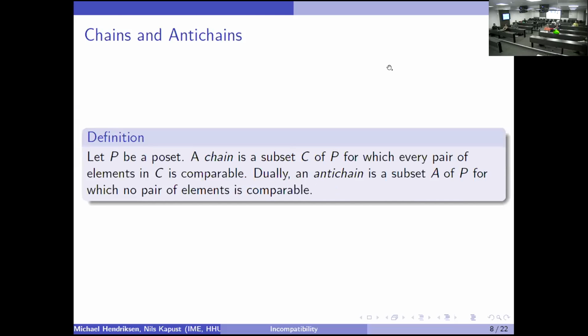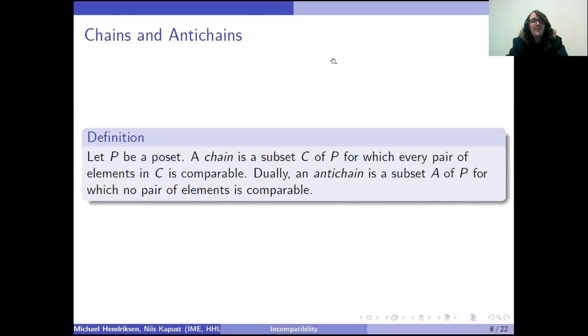It requires a short journey into posets. I'm going to assume that you're familiar with posets, but maybe not so much with chains and anti-chains. So a chain is a subset of a poset where every pair of elements is comparable, and an anti-chain is a subset for which no pair of elements is comparable.